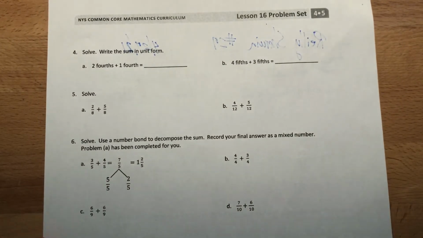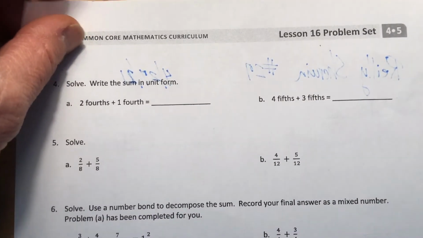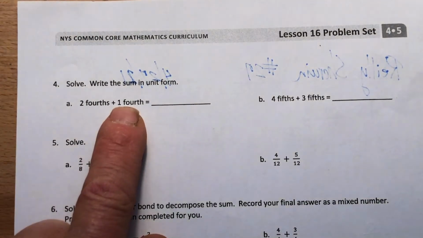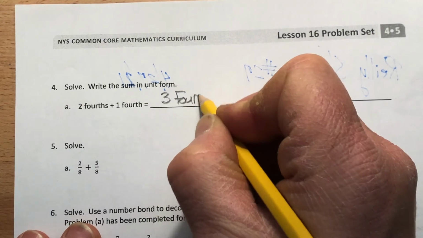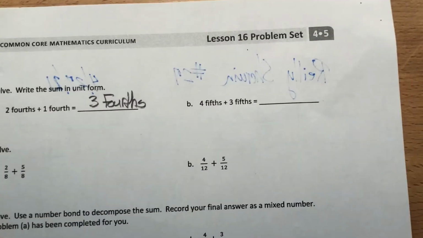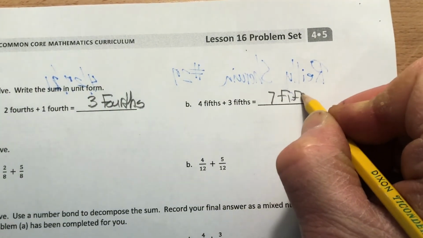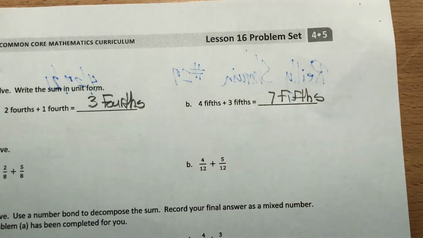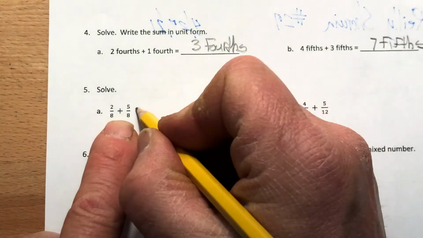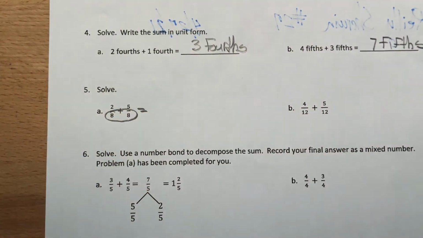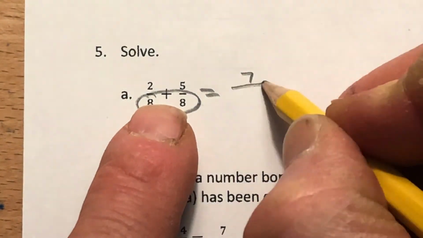Now, in the back, it's all about writing the sum in unit form. So, 2 fourths plus 1 fourth. 2 plus 1 is 3. It's 3 fourths. Over here, how about 4 fifths plus 3 fifths? Wouldn't that be 7 fifths? Yeah. Down here, 2 eighths plus 5 eighths. I'm dealing with the same denominators, right? So, guess what? I can just add up the numerators. 2 plus 5 is 7. Dealing with 7 eighths.